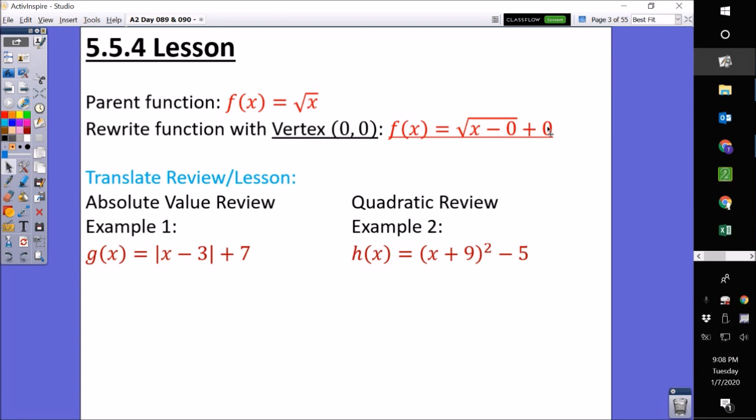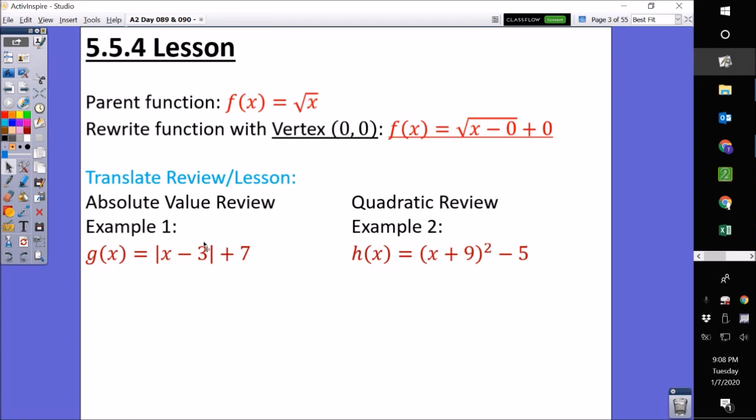So here we're going to focus on translation. What we're going to do is a little review. So let's take a look at our first example. We have g of x equals the absolute value of x minus 3 and then plus 7. So in this one, it's written in absolute value form. And again, it's going to be the same rules that we did in the previous sections, absolute value, quadratic, and cubic, which will be the same rule for this section, square root function.